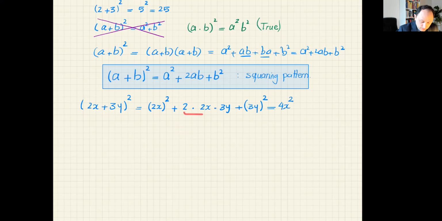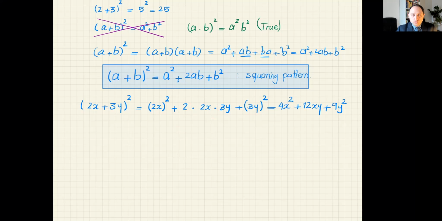What can I write here in the middle? Yes, 2 times 2 times 3 is 12. And then I have x times y. I am multiplying everything, yes? So this becomes 12xy. And then finally, for the same reason as I explained here, the last one becomes 9y squared.